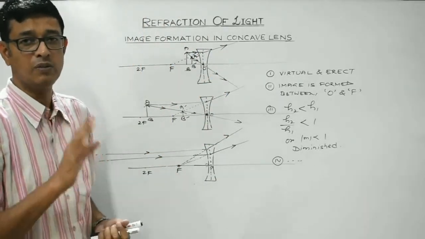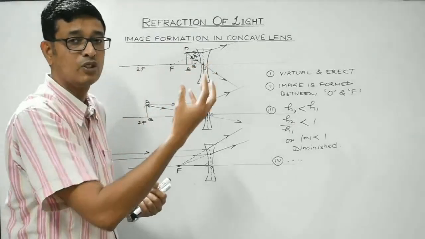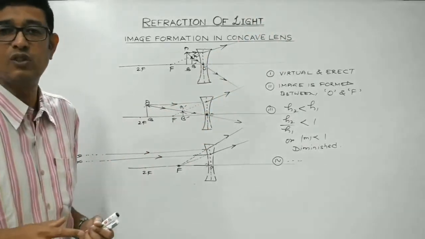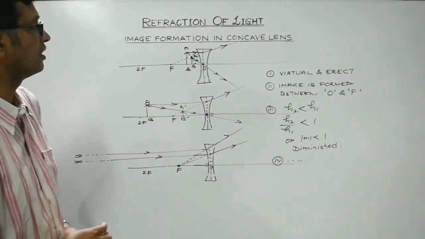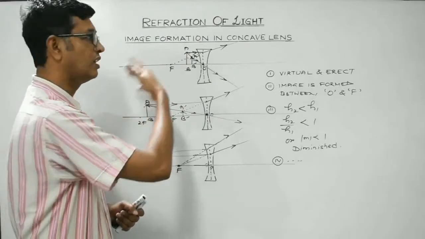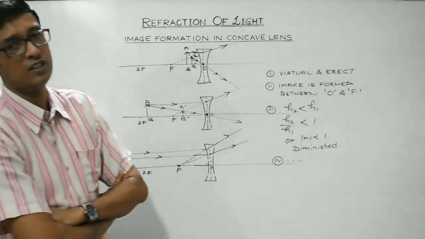As students, do remember, here whenever a ray is parallel to the principal axis, after refraction it appears to be coming from the focus. So that is the reason why a concave lens is also known as a diverging lens. Right? So we have discussed the image formation both in case of concave lens as well as in case of convex lens. So let us recapitulate.